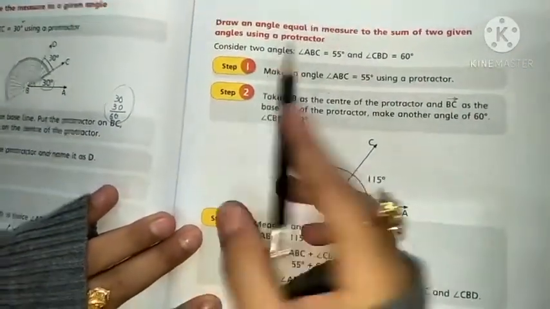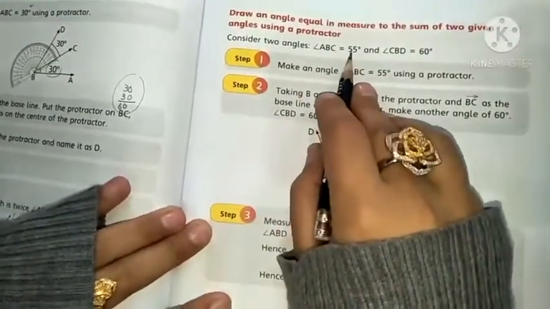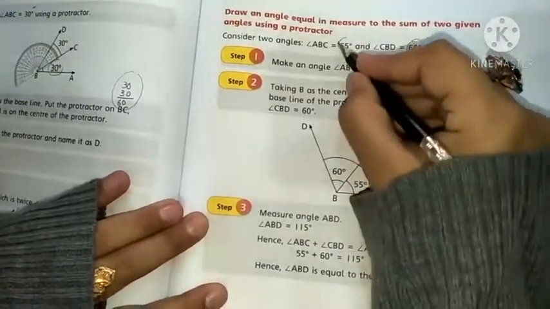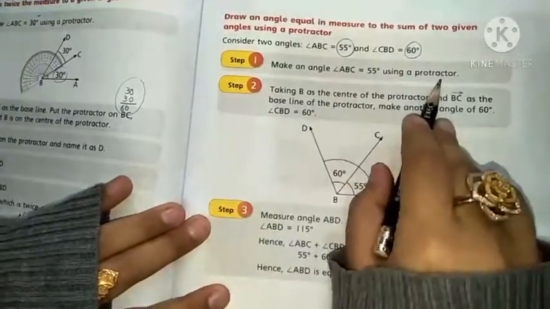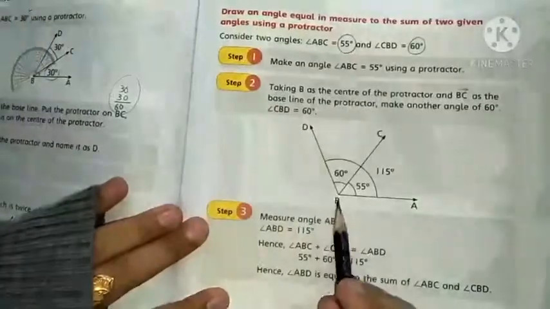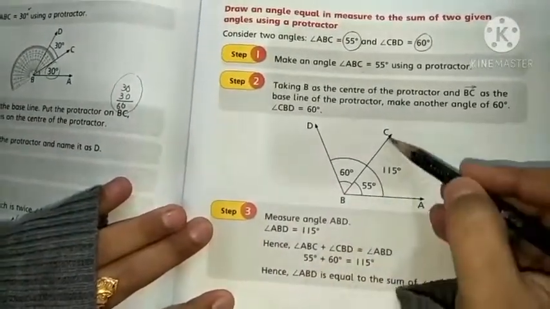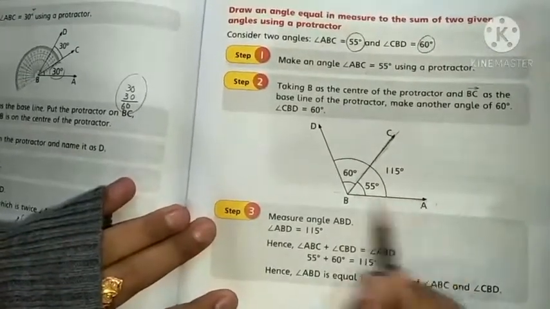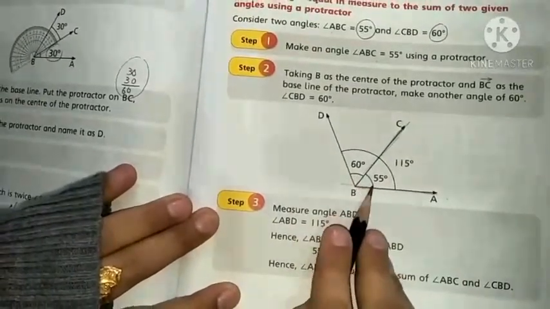Consider two angles. Suppose there are two angles ABC, that is 55 degree, and CBD, that is 60 degree. These two measurements are given. Make an angle ABC first using a protractor, then taking B as a center. Look, dear students, ABC, this is the first angle. This is the first angle of 55 degree.